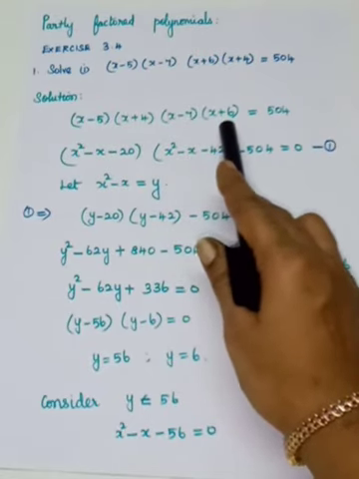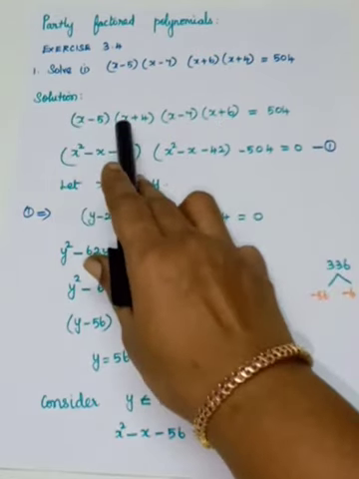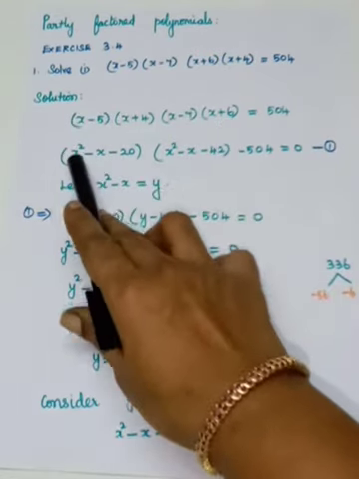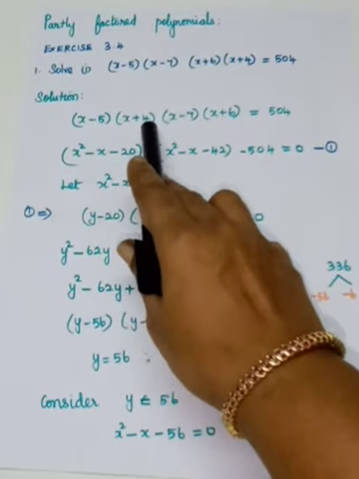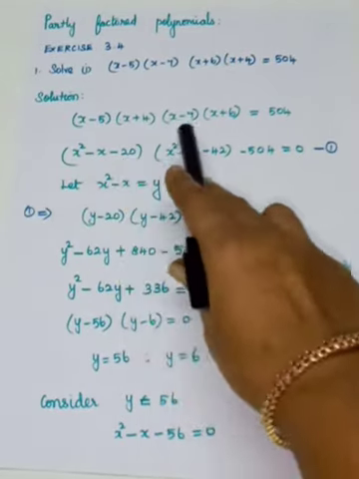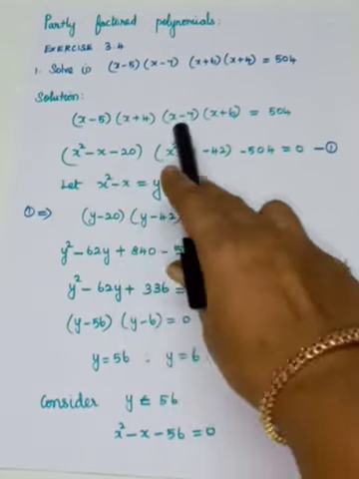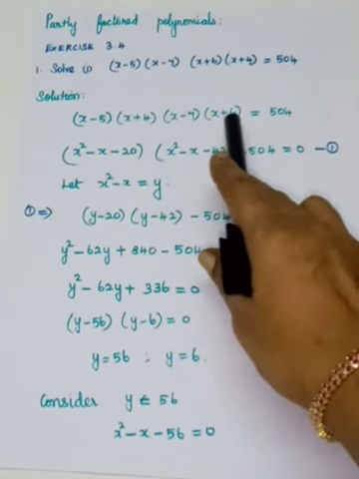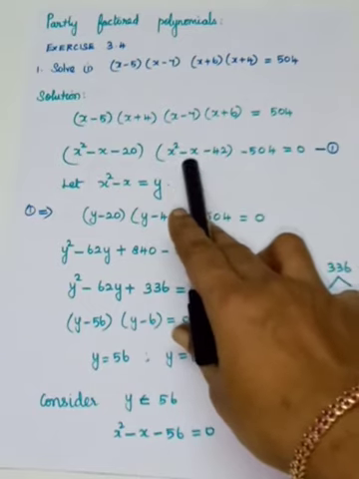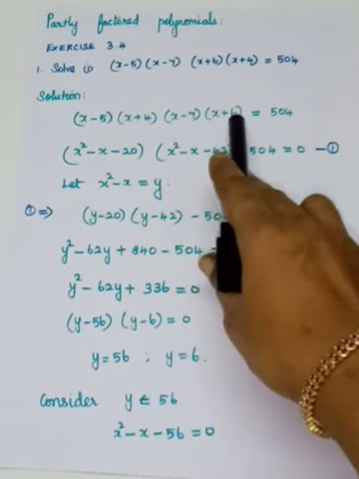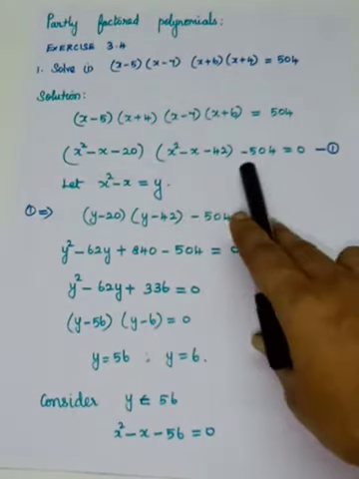If you group and multiply, x into x is x squared. x into 4 is 4x. 4x minus 5x is minus x. And minus 5 into plus 4 is minus 20. If you group these two terms, x into x is x squared. x into 6 is 6x, minus 7x. 6x minus 7x is minus x. And minus 7 into 6 is minus 42. Bring this constant to the other side. Minus 504 is equal to 0.